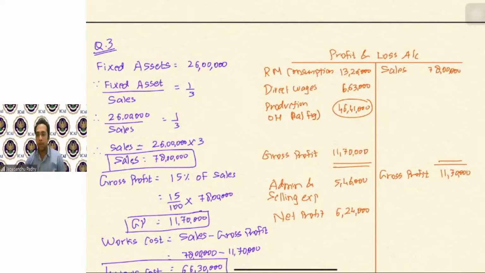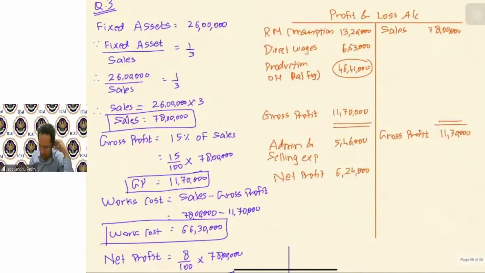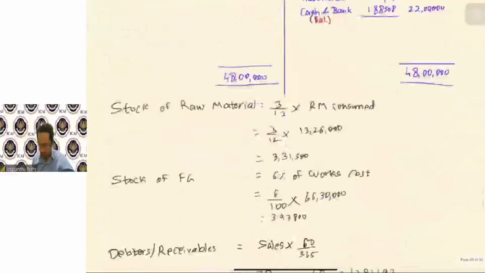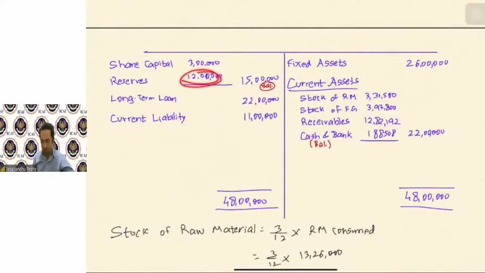Okay, is it clear? Left net profit. No, net profit is there, 6,24,000. This 6,24,000 is a part of this 12 lakh. So after transferring of that profit over here, we have the reserves balance. Is it clear, guys? How to solve a typical question?